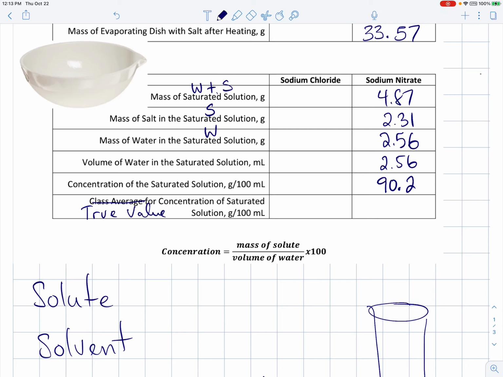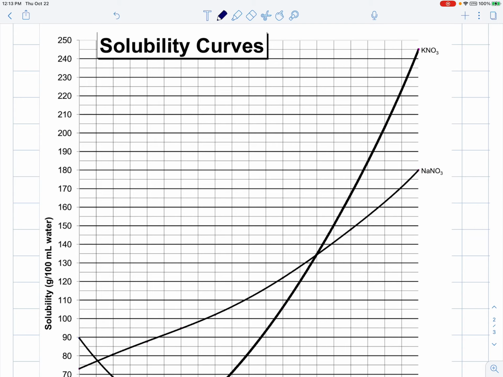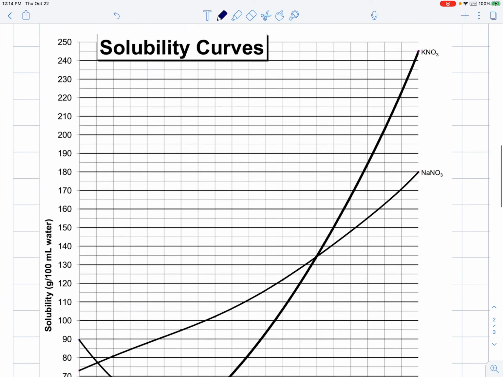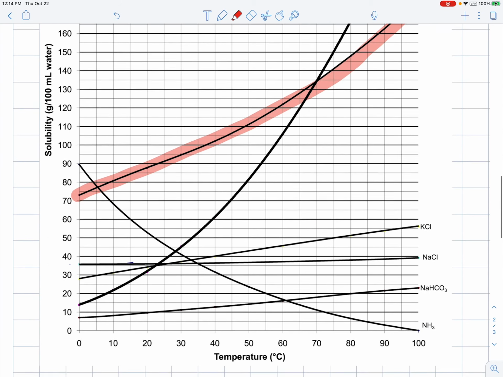Okay, so the true value for the concentration of the saturated solution. We can get that by looking at our solubility chart at the back of our science booklets. I was just using sodium nitrate, and sodium nitrate has a chemical formula NaNO3, so that's this salt here, NaNO3. So that curve represents sodium nitrate's solubility at different temperatures. And you remember solubility is the same thing as concentration of a saturated solution.